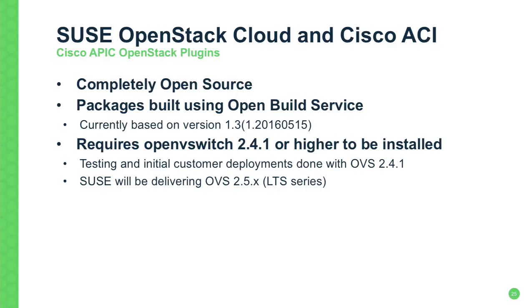But one of the other important things that we had to do was, for the Cisco ACI integration work to happen, it needed a newer version of the Open vSwitch that Mike talked about. At a minimum, it needed Open vSwitch 2.4.1. We built and did all of our initial testing with Open vSwitch 2.4.1. But ultimately, our SUSE engineering folks have said that 2.5.0 or 2.5.1, I'm not sure what version they're going to land on exactly, is going to be the long-term service version of OVS. That's what LTS stands for. So we will be delivering OVS 2.5 as part of our solution when customers want to integrate Cisco ACI with SUSE OpenStack Cloud.